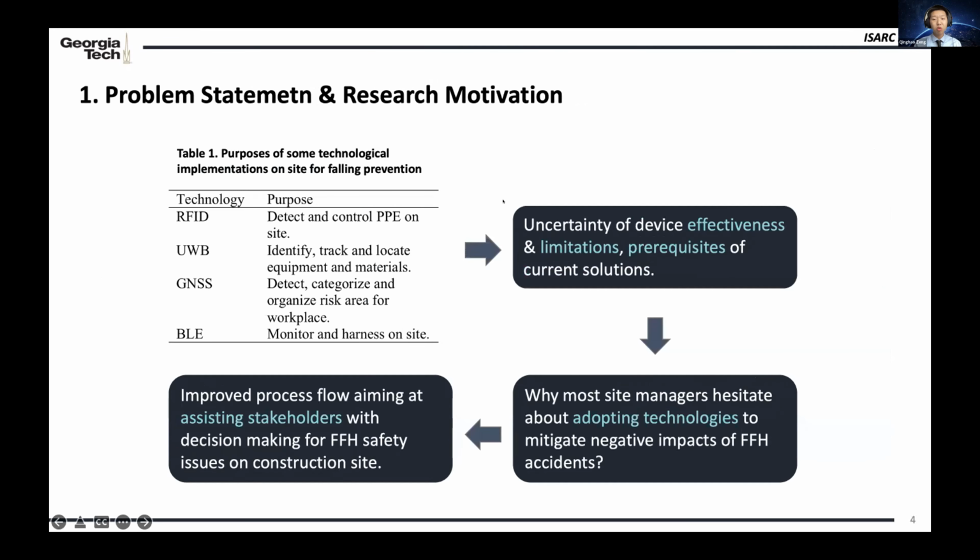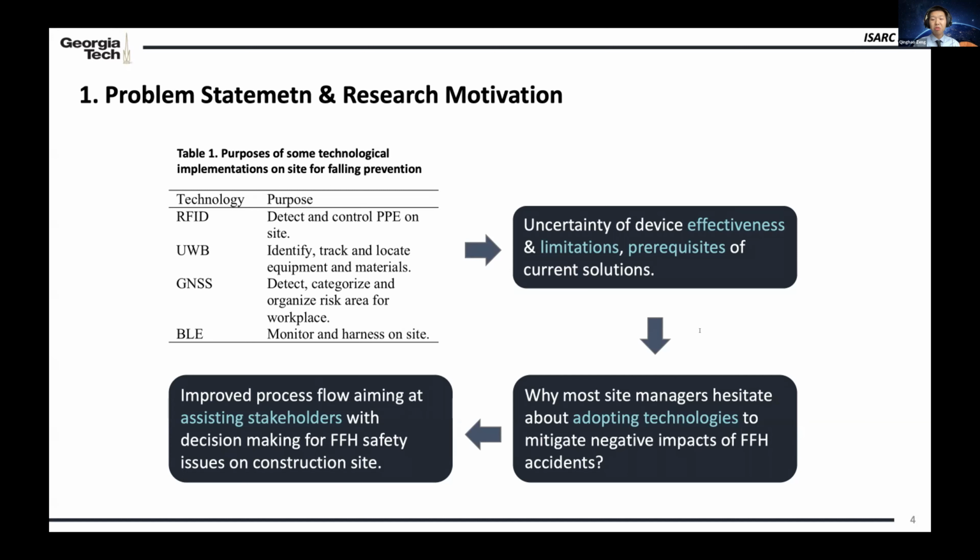Recently numerous approaches have been made to achieve this goal by prospecting a real-time emergency detecting and monitoring system with the aid of several available technologies, including the RFID for detecting and controlling the PPE on site, the UWB ultra-wide band for identifying, tracking, and locating equipment and materials, the GNSS Global Navigation Satellite System for detecting, categorizing and organizing the risk area for workplace, and also the Bluetooth Low Energy BLE beacons for increasing the accuracy and effectiveness for solving safety issues.